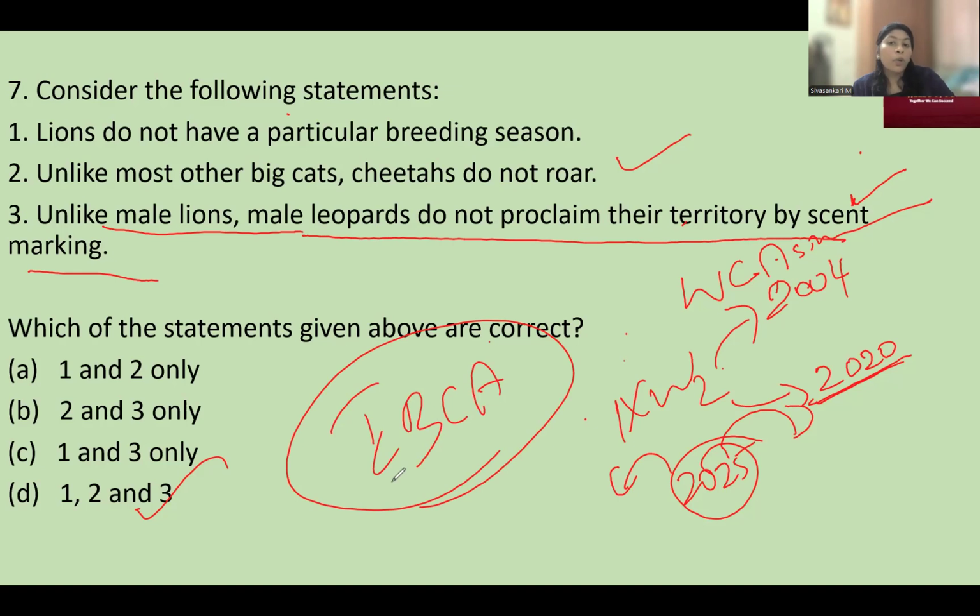And when I'm telling that, I told you all big cats have the character of marking their territory by urinating. So that is right. And if you have watched my classes and observed it properly, you know this is wrong. So unlike male lion, male leopard do not, they have given do not proclaim the territory. So this is wrong. If this is wrong, then all these three options cannot come. So this is right. Even if you don't know about this and this, you can easily mark it with the help of the third.